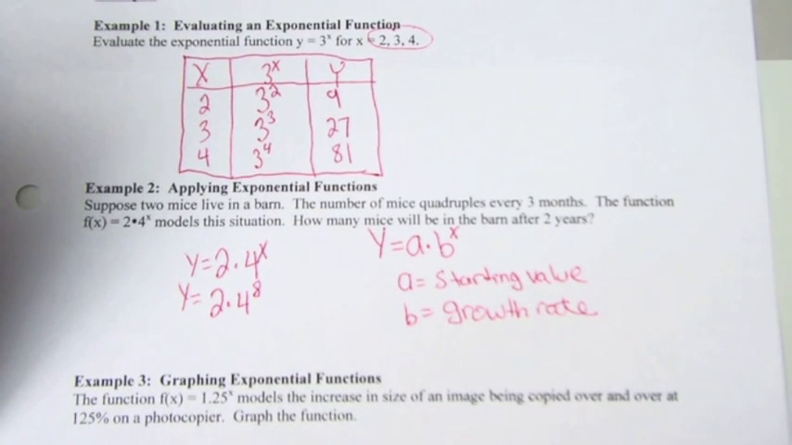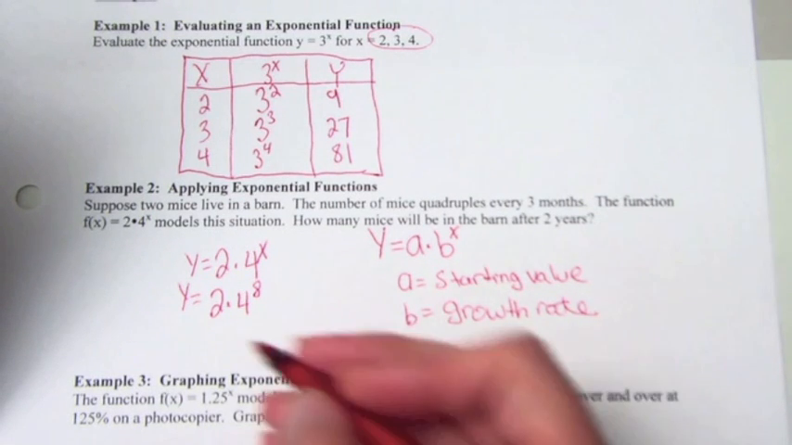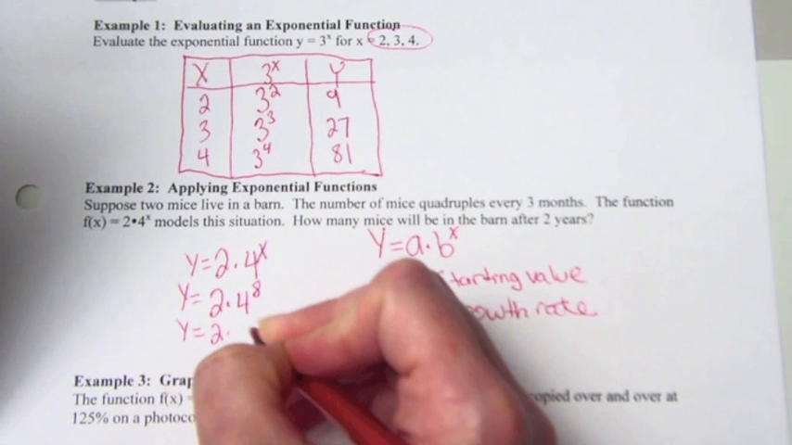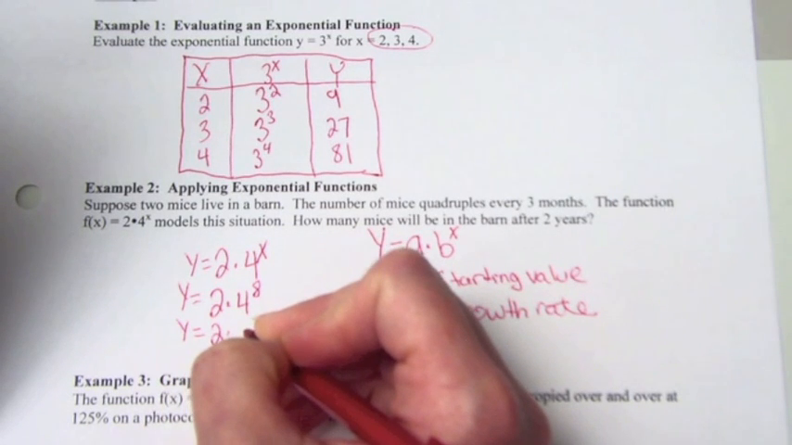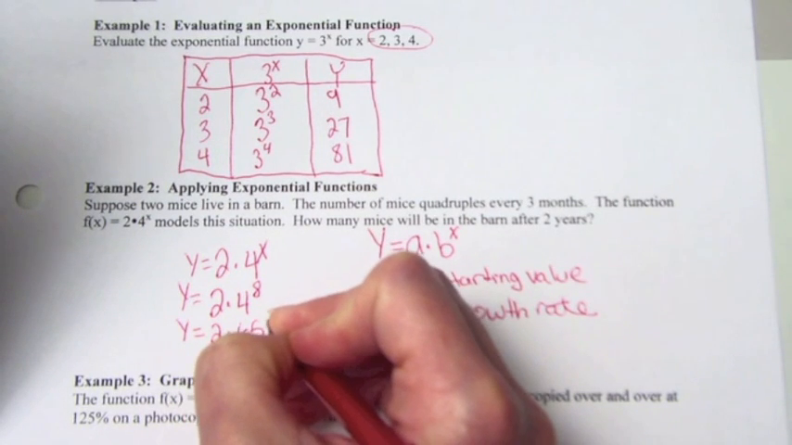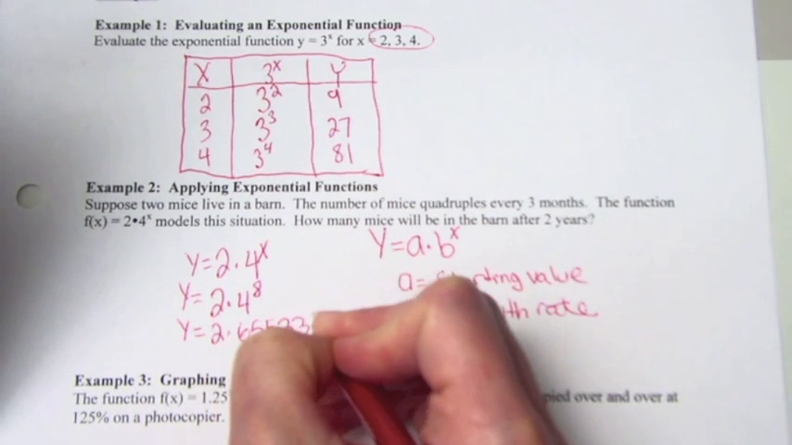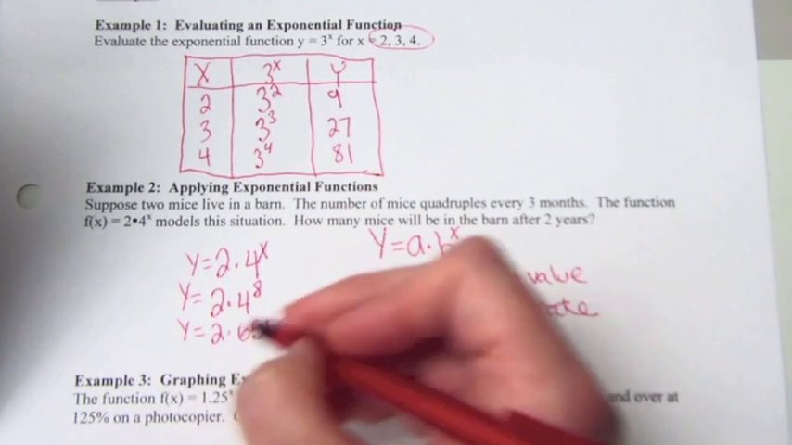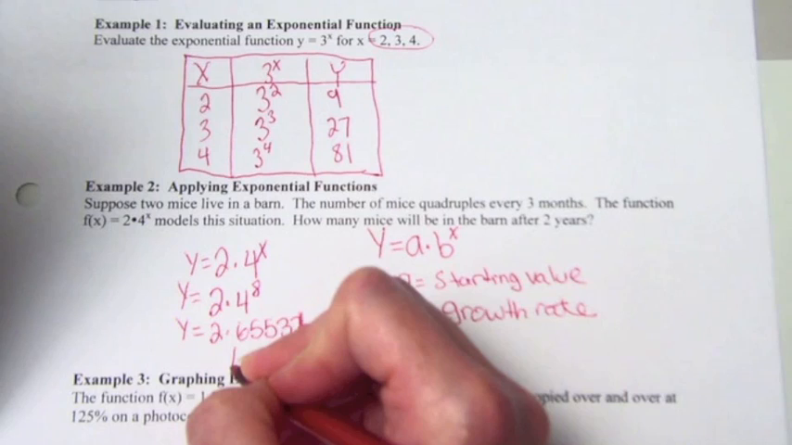It's going to be a big number, yes. All right, someone put it in your calculator. What is 4 to the 8th? 16 times 16. It'd be 65,000. What is it? 65,536. Now multiply that by 2, and that will be how many mice will be in the barn.